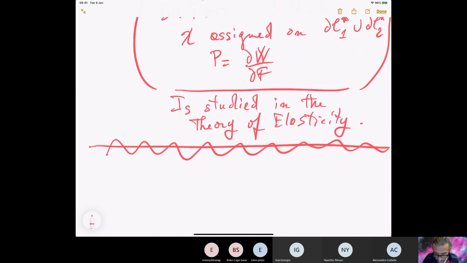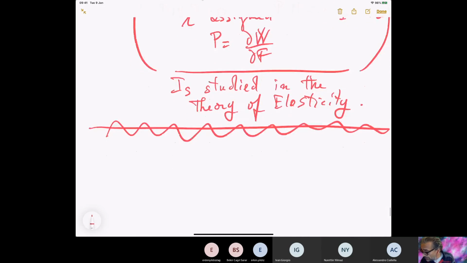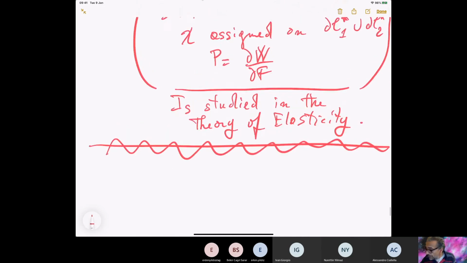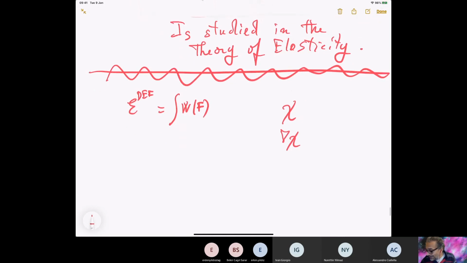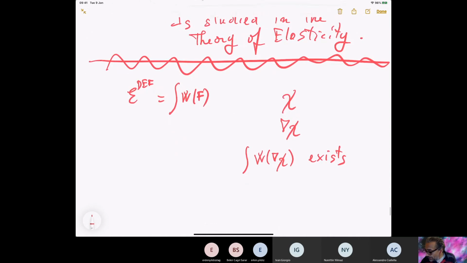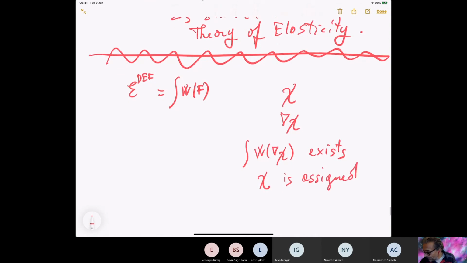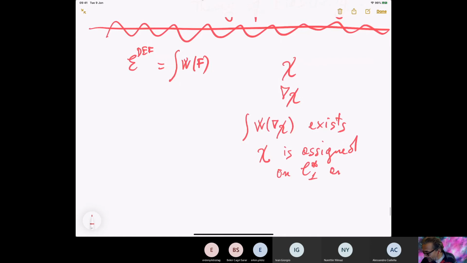We have 15 minutes, so I need to prepare what we will do in the next lecture. But before we proceed, consider this. When you write integral of W of F, this is the deformation energy. What do you need for chi? You need to know chi, the gradient of chi. You need to have that the integral of W of gradient of chi exists. And you need to know that chi is assigned on C star 1 and C star 2.